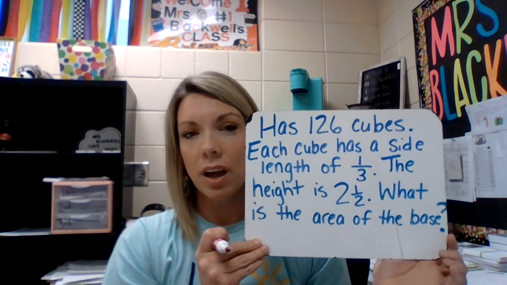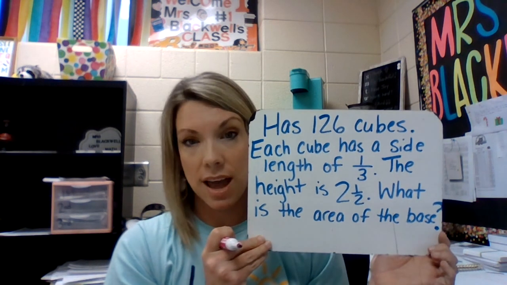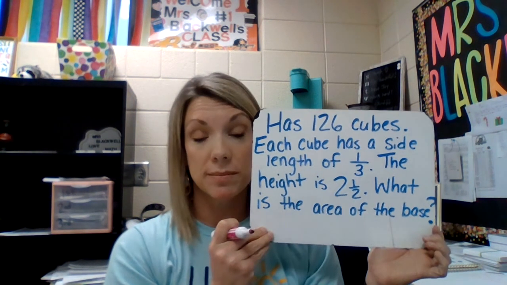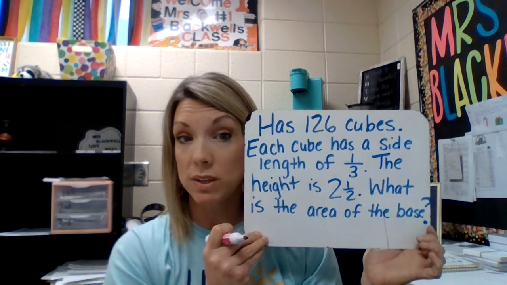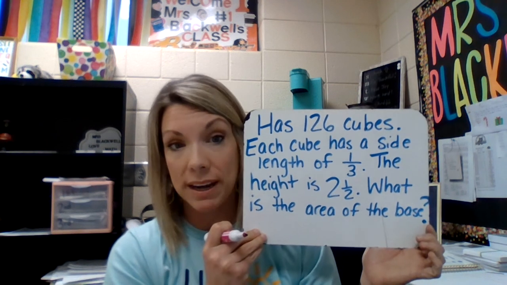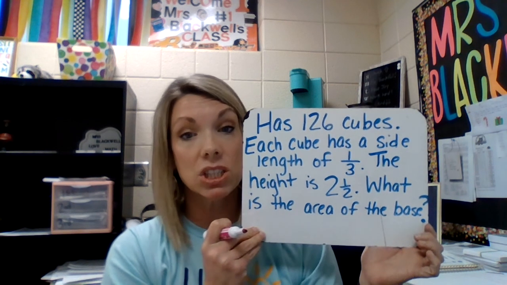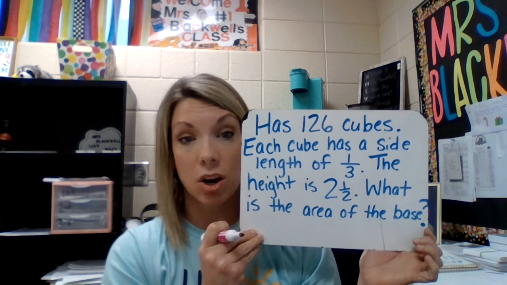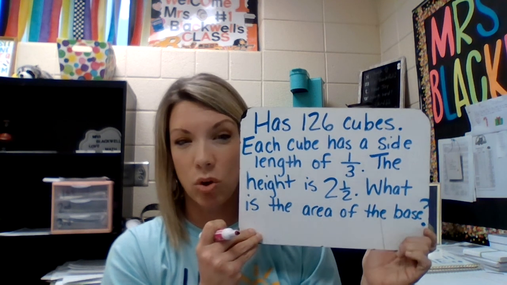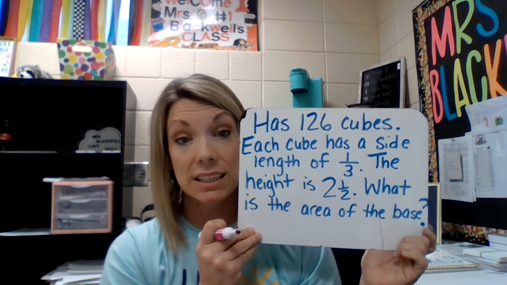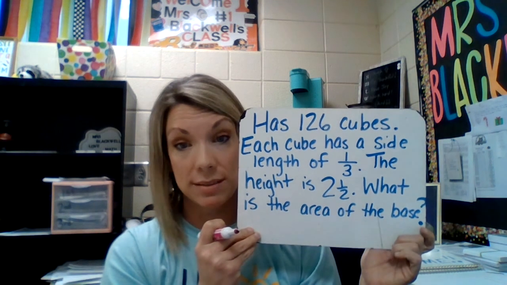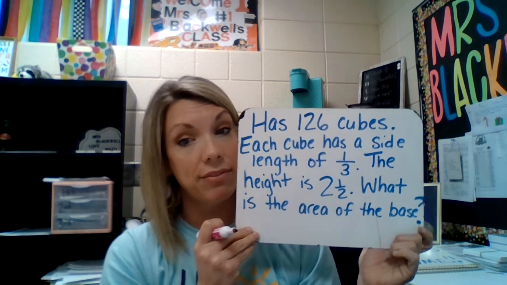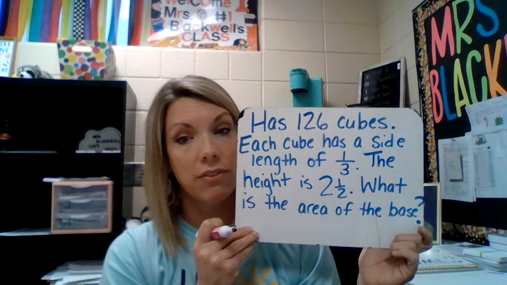All right, our prism on this one has 126 cubes. We already counted the cubes. We know how many our prism contains. Each small cube has a side length of 1/3. The height of the entire prism is 2 1/2. What is the area of the base?